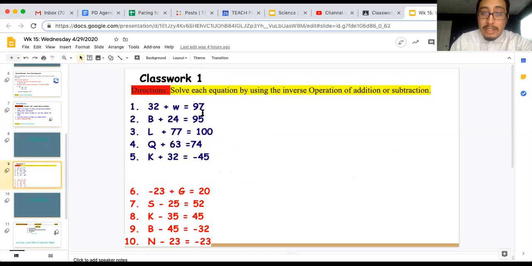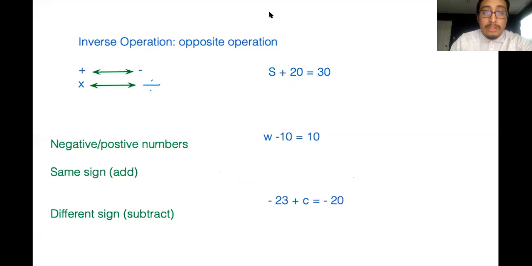The classwork is basically you just doing the inverse operation for addition and subtraction, and I'm going to be going over it right over here. So first of all, what does an inverse operation mean? Inverse operation means opposite operation. That's basically what it means. Whatever operation you see in the problem, you're going to have to do the opposite operation.